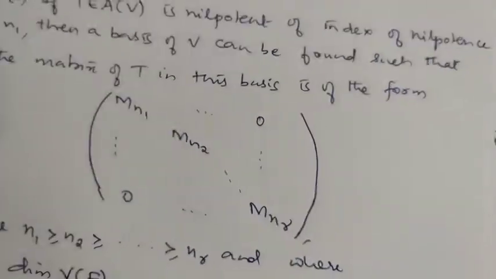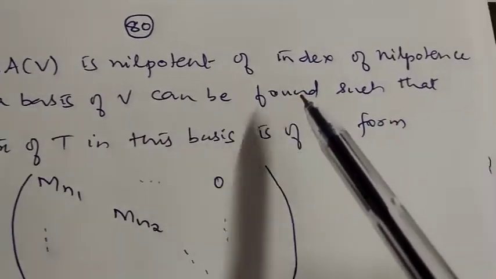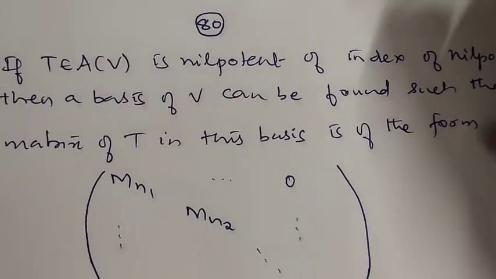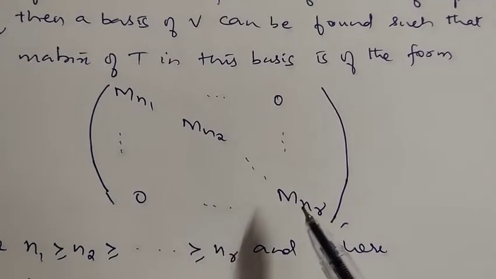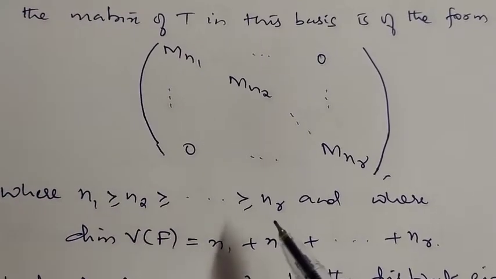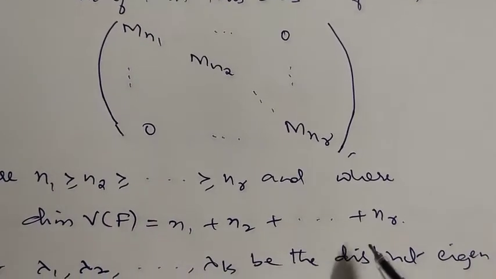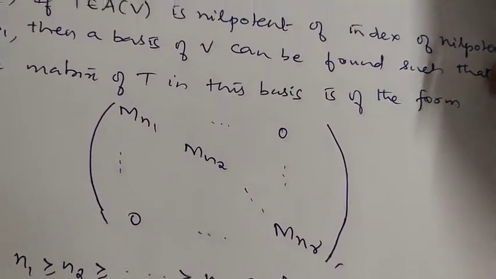The second result was also taken up in the last class itself. It says: if T belongs to A of V is nilpotent of index of nilpotence n1, then a basis of V can be found such that the matrix of T in this basis is of the form Mn1, Mn2, ..., Mnr, where n1 is greater than or equal to n2, and so on, greater than or equal to nr, and where the dimension of V over F is n1 plus n2 plus ... plus nr. Now let us come to the actual proof of the theorem.